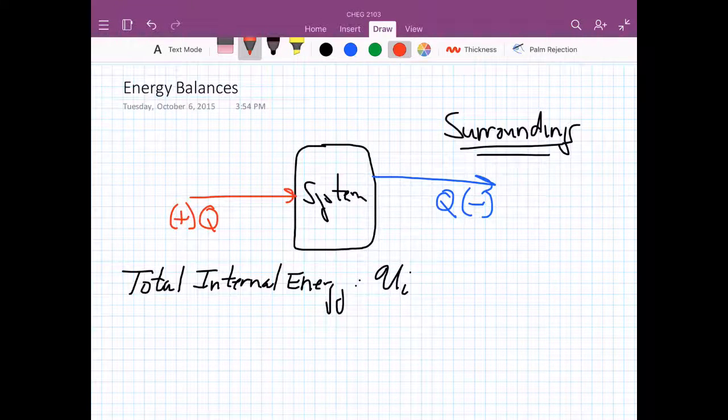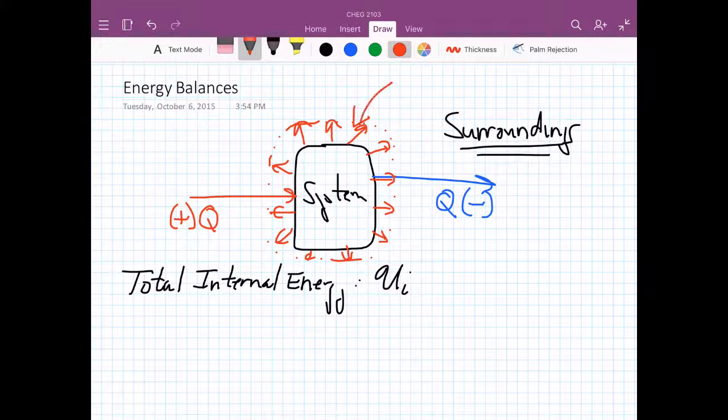The system could do work on the surroundings. So I could expand this boundary, say, like this, and the system will do work or lose energy, because it will expend energy doing work on the surroundings. So this would be work, negative, done by the system.